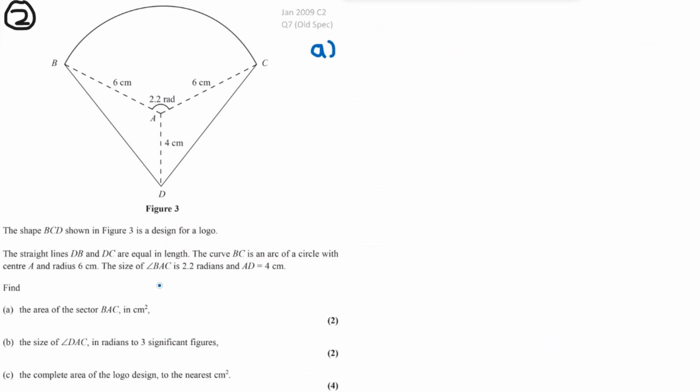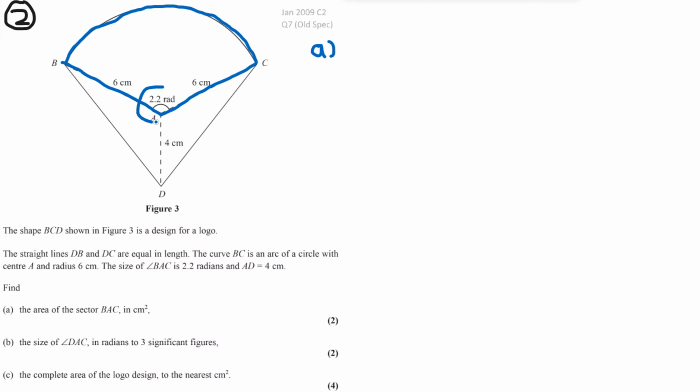So for question 2, we're given this quite complicated looking shape here, and we're given this info here, and all the info here is in the diagram here. And for part A, we just need to find the area of the sector BAC. So the area of the sector BAC, so it's BAC, and then it has this arc here.